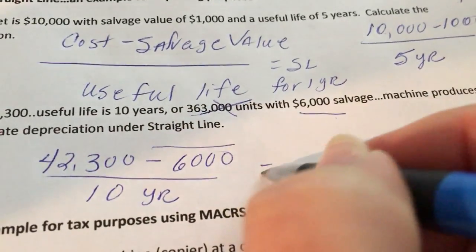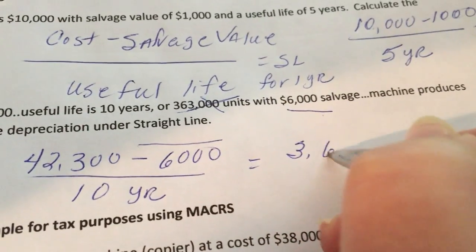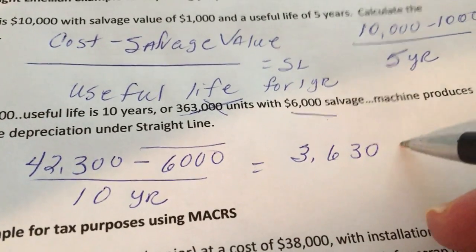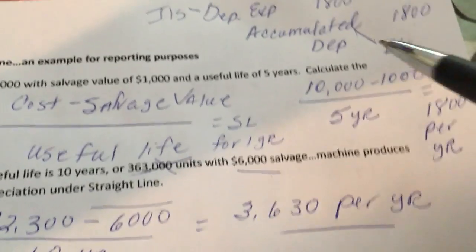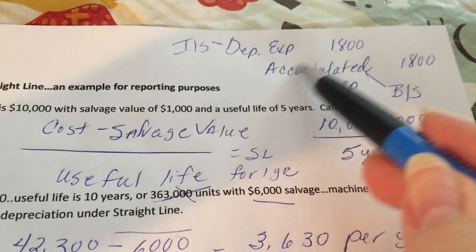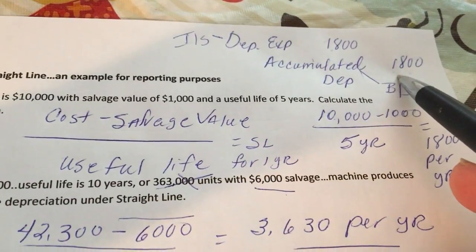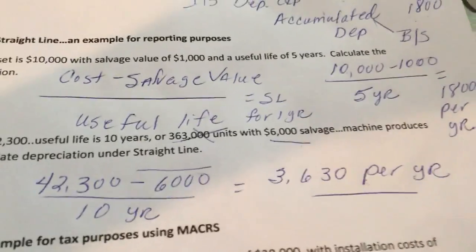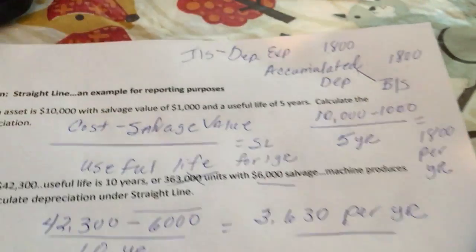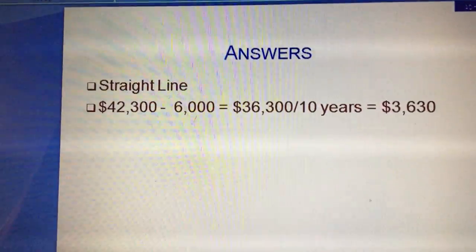And when you run that through your calculator, you would come up with $3,630 per year. Okay, the journal entry would be this journal entry, and you would plug in the numbers here accordingly. So just have an idea of how to do straight line. It's the easiest one that you'll learn. Okay, here's your answer if you want to go back to your PowerPoints.